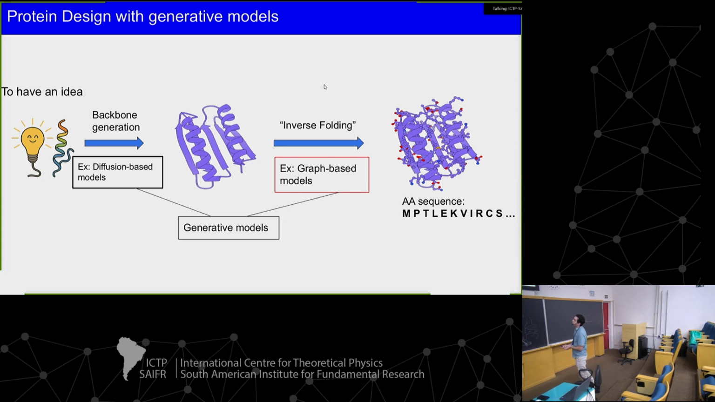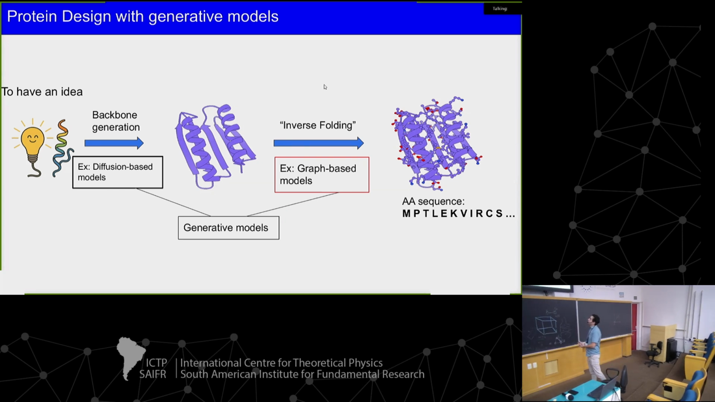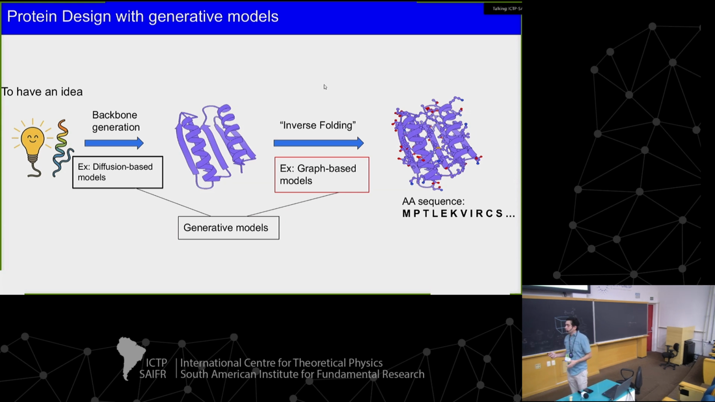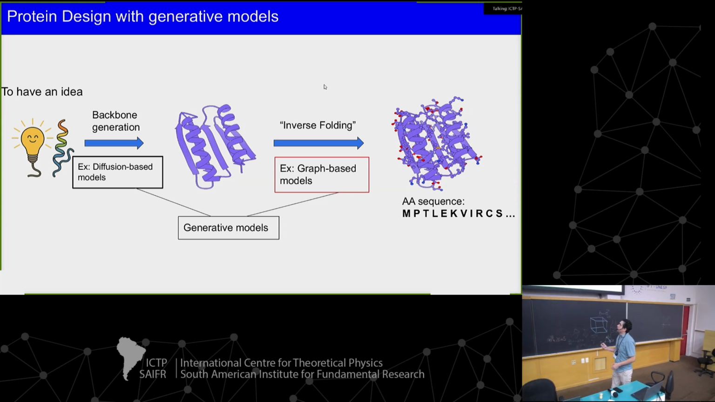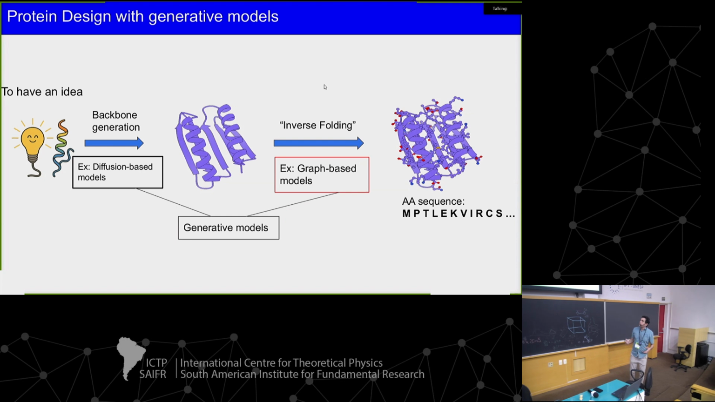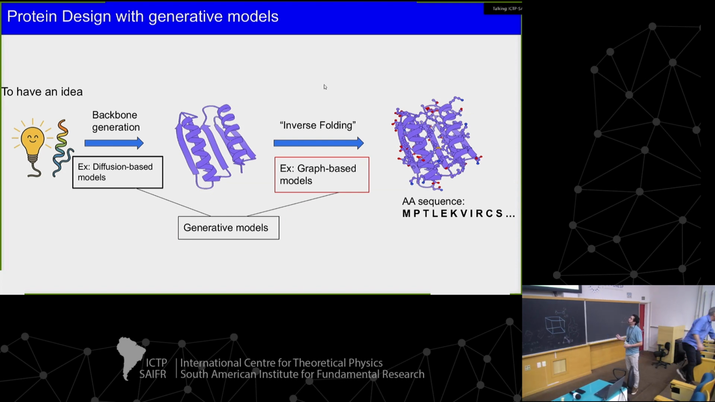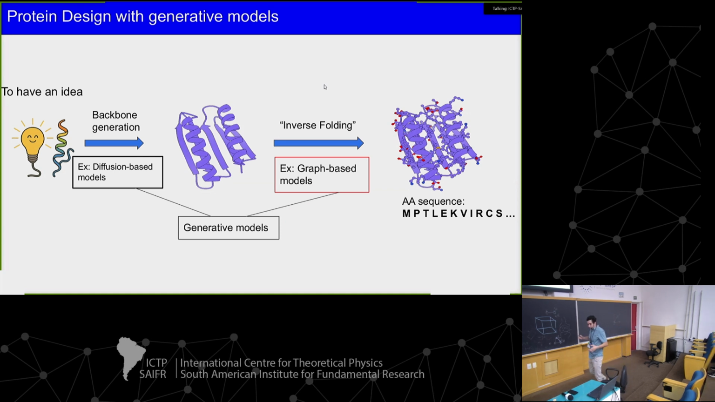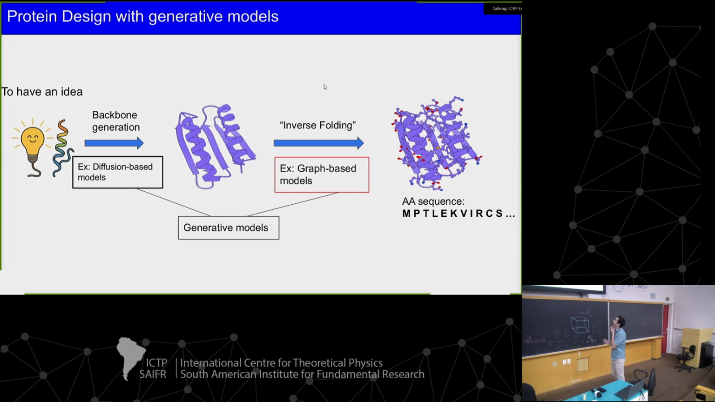Okay, so let's go to the second part, which is the inverse folding process. We start with an idea, a function of a protein. We were able to get a structure to that function. And now the idea is to get a sequence that folds to this structure. There are a lot of ways to do this, but we explore a way that is based on graphs.